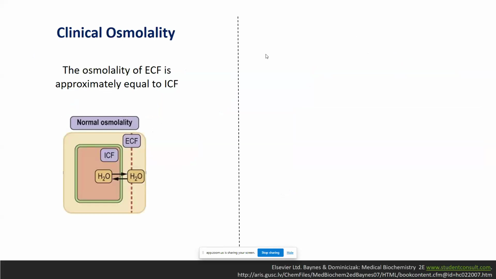As cell membranes in general are freely permeable to water, the osmolality of the extracellular fluid is approximately equal to that of the intracellular fluid. Therefore, plasma osmolality is a guide to intracellular osmolality. And as mentioned, the normal osmolality of extracellular fluid is 280 to 295.